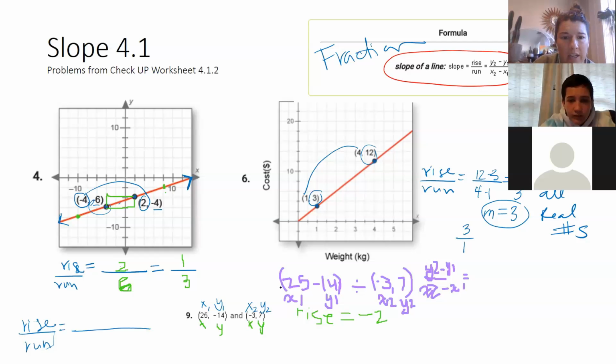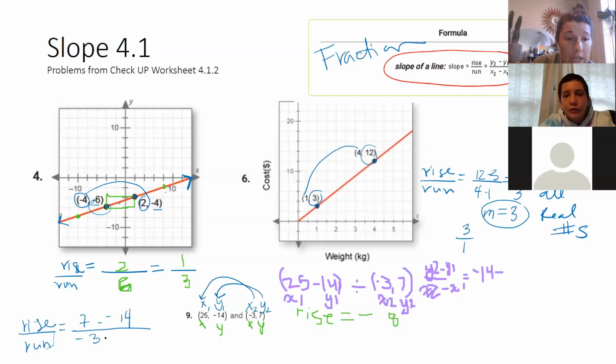So rise is going to be y2 minus y1. So 7 minus -14. If you did -14 minus 7, that's great too. Your x values are also going to be reversed then. So -3 minus 25.